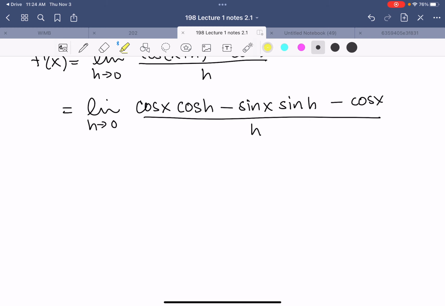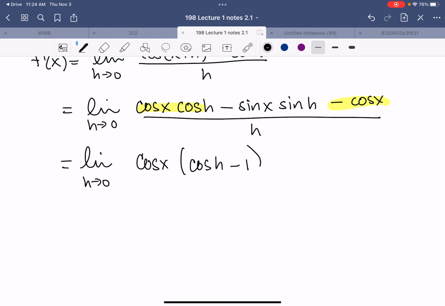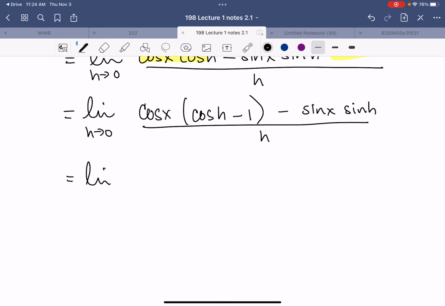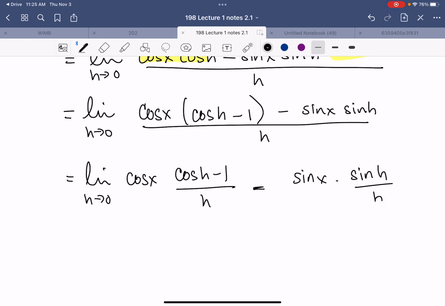And I'm going to use the same procedure. So I'm going to take this one that has a cosine and this one that has a cosine, put them together and factor the cosine out. So this is the limit as h goes to 0. And I'm going to take the cosine of x away, and I will have left the cosine of h minus 1 minus sine of x, sine of h. Everybody divided by h. So from here, we're going to divide things up. So I'm going to have the cosine of x times the cosine of h minus 1 all over h, minus this time the sine of x times the sine of h all over h.